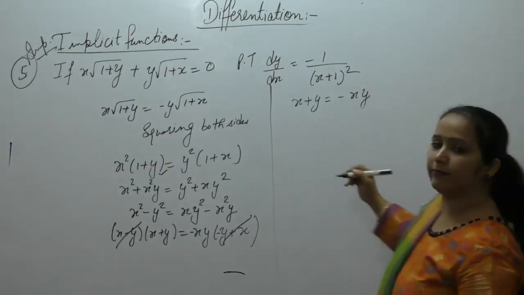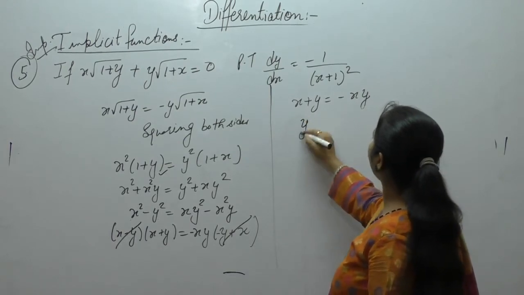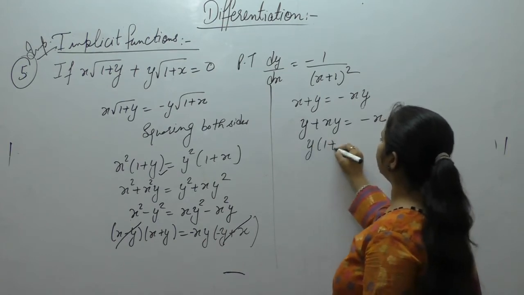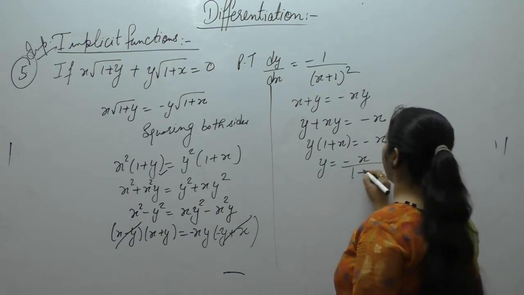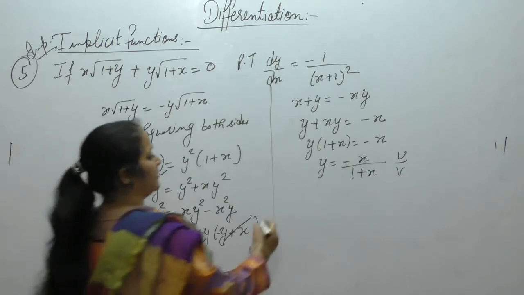Now in the next step, what will we do? We can write it as y plus xy is equals to minus x. Take y common, 1 plus x. y is equals to minus x upon 1 plus x. The u upon v rule we will apply here.